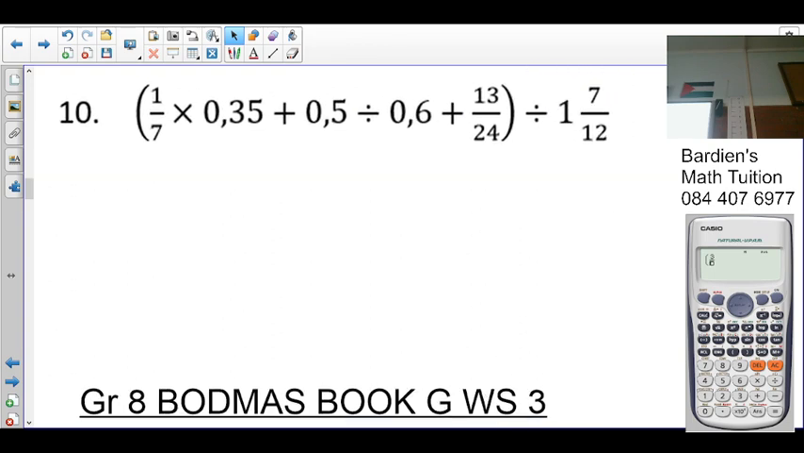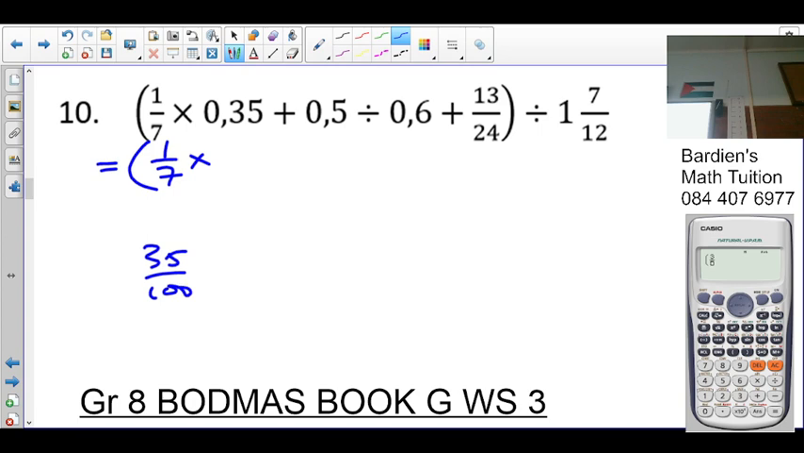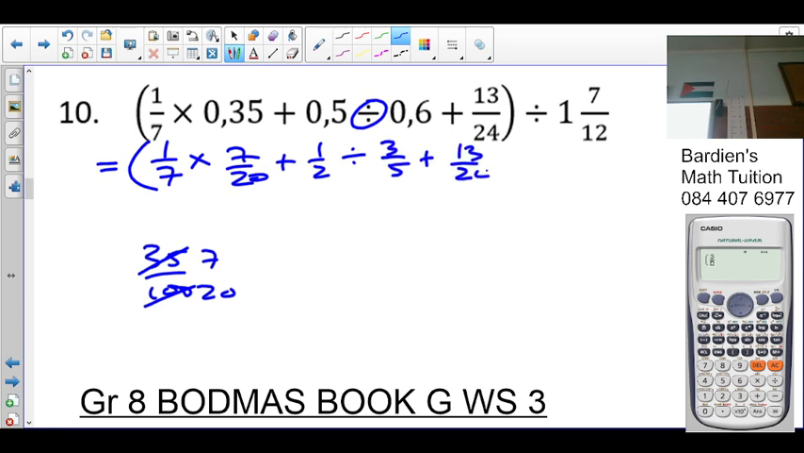So what do you do first? Change. Yep. Right, a lot of changing happening here. So it's 1 over 7 multiplied by 35 over 100. You can write it like that. But 5 goes into 35, 7, into 100, 20. So 7 over 20. Plus 5 over 10, which is 1 over 2. Divided by, let's keep it like that for now. 6 over 10 is going to be 3 over 5. Plus 13 over 24. Divided by 19 over 12.